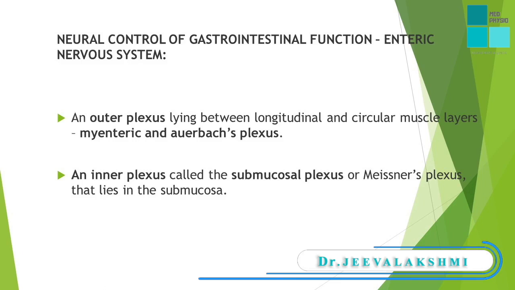The enteric nervous system is composed mainly of two plexuses, an outer plexus and an inner plexus. An outer plexus lying between the longitudinal and circular muscle layers is called the myenteric plexus or Auerbach's plexus. An inner plexus called the submucosal plexus or Meissner's plexus lies in the submucosa. The myenteric plexus controls mainly the gastrointestinal movements, and the submucosal plexus, the inner plexus, controls mainly gastrointestinal secretion and local blood flow.